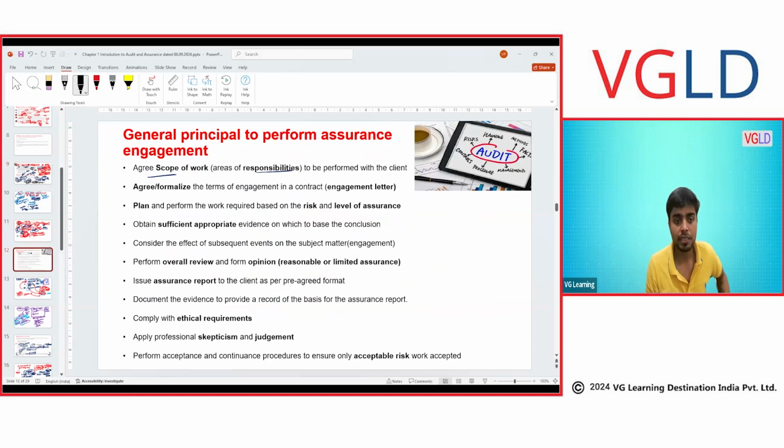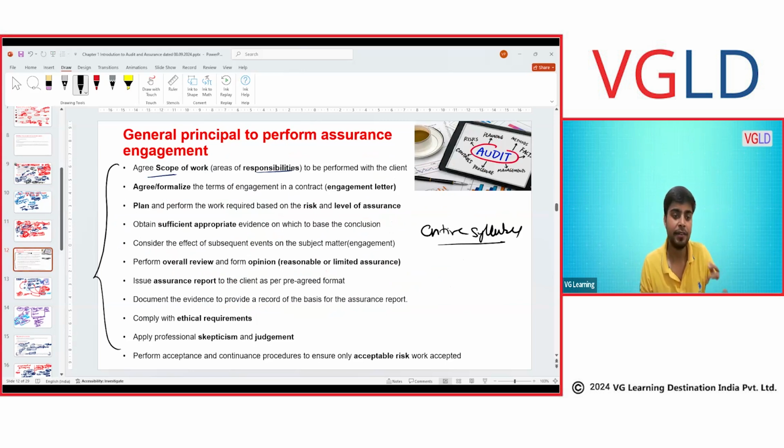As I told you, I skipped this in the last class, and for timing, till we cover chapter number 6, we will continue to skip it, because this is your entire audit syllabus. And if I start this right now, I will have to explain each and everything. What is scope of work? What is formalization? Basically, the engagement letter. This is covered in chapter number 5. What is planning, audit, and risk assessment? This is chapter number 6 and chapter number 7.